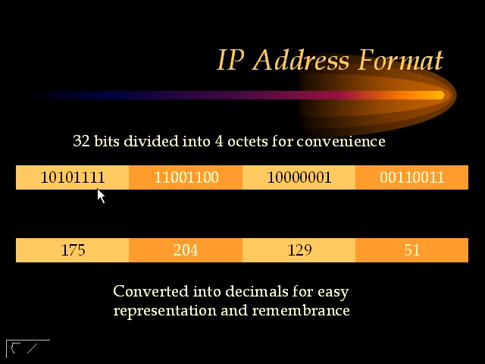In general, it is not possible to remember or convey IP addresses in zeros and ones. As such, for the sake of convenience, IP addresses are expressed in decimal numbers. How is it done? It is done by converting each octet into its decimal equivalent. Therefore, in practice, we will use the following reference to indicate an IP address. In this case, the IP address would be 175.204.129.51. Each of these decimal numbers is separated by a dot.